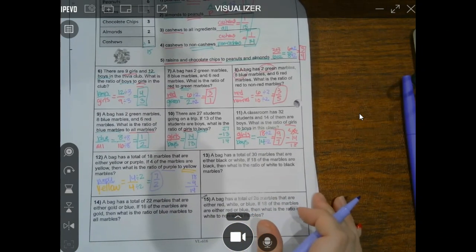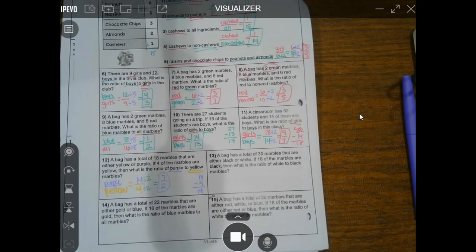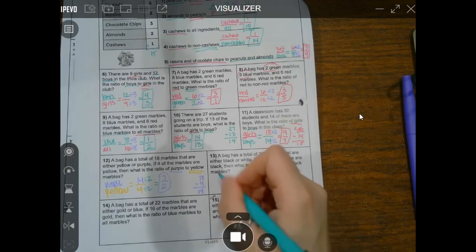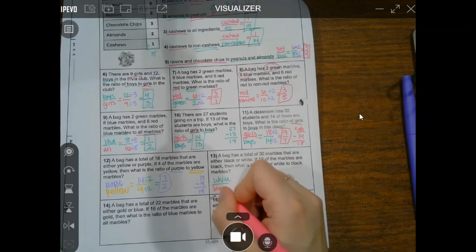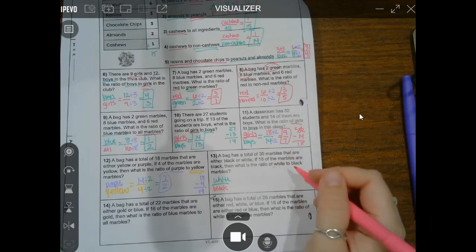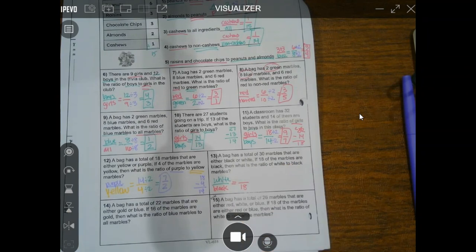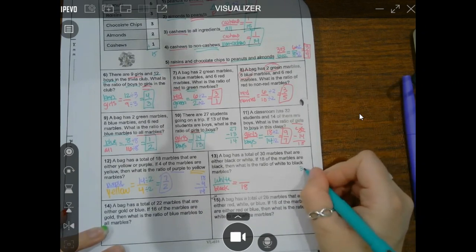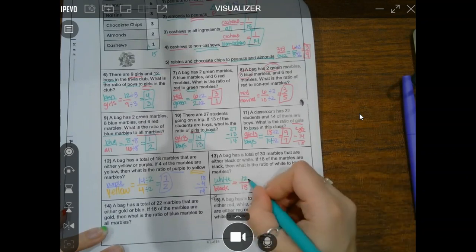Okay, our next one says a bag has a total of 30 marbles that are either black or white this time. If 18 of the marbles are black, then what is the ratio of white to black? Okay, so we want white to black. 18 of the marbles are black, so I'm going to put 18 on the bottom because that's where black is. And 30 of them are black and white, so that's the total of black and white. So if I subtract 18 from that, that's going to tell me how many of them are white. And I get 12 white.